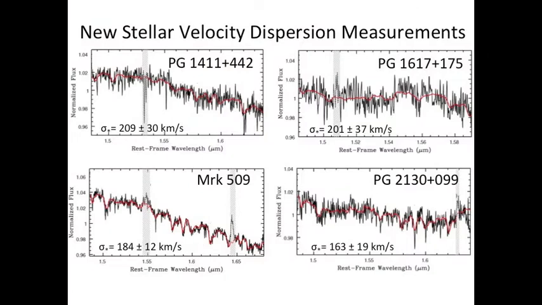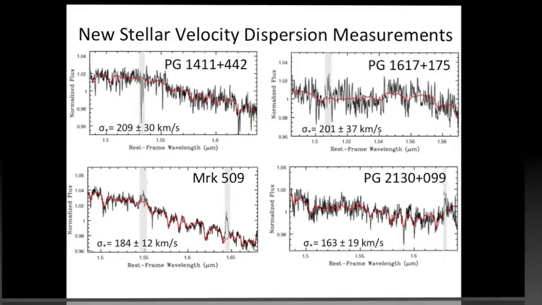This figure shows the normalized rest-frame spectra of these 4 objects, with the best-fit stellar templates shown in red. The spectra of the other 4 objects we observed suffered badly from sky, telluric, and quasar contamination, and as such we were unable to obtain measurements for them.